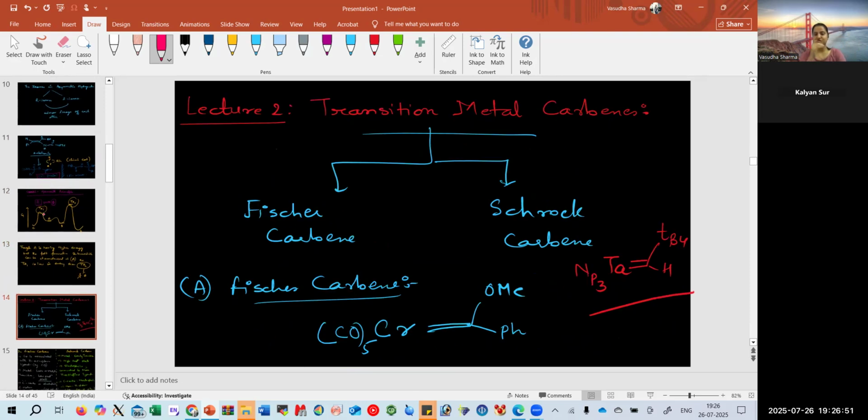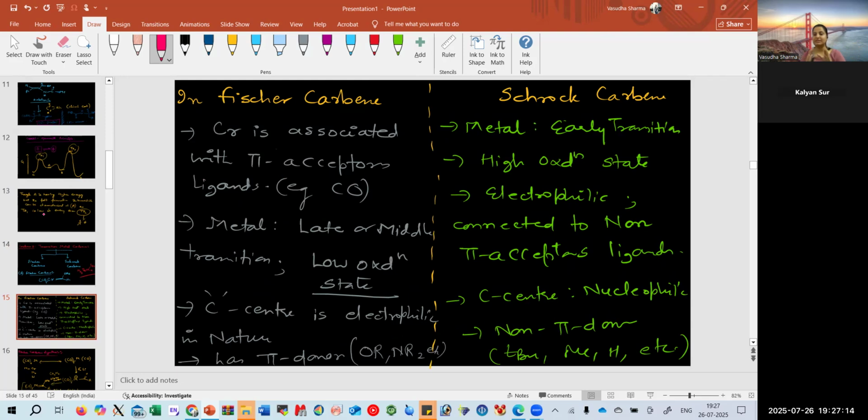Moving ahead, the next lecture was about the transition metal carbenes, and we know the classification of transition metal carbenes into two, Fischer and Schrock. What is the basic difference between Fischer and Schrock? For the Fischer carbene example that you can see on the window, chromium is there, carbonyl groups are attached to the chromium center, and there is a carbon center attached with OMe and a phenyl group.